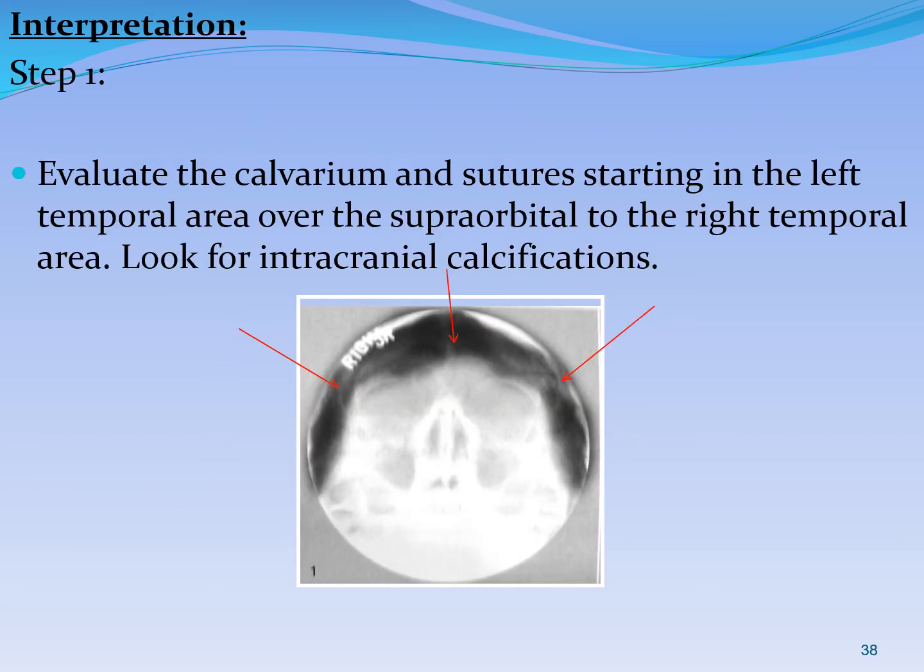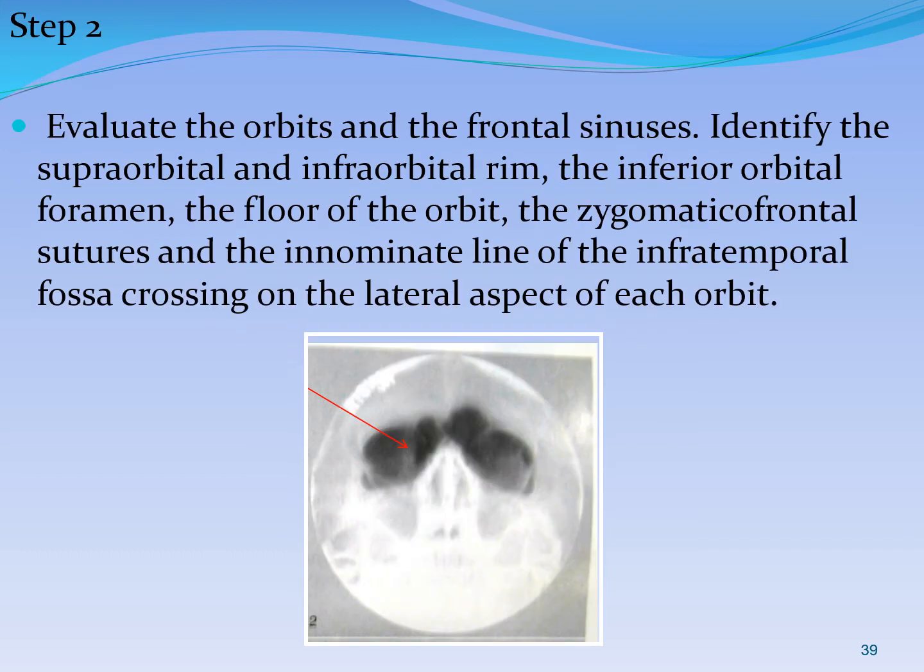Interpretation. So how do you go about interpreting the Waters view? Step 1, which is what you can see in the image over here, the darkened area. First you evaluate the calvarium and the sutures starting from the right side, then going to the midline and then the left side. Look for any intracranial calcifications or abnormalities.